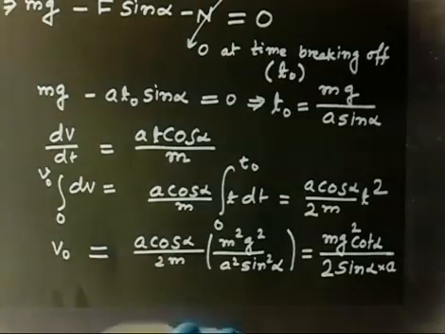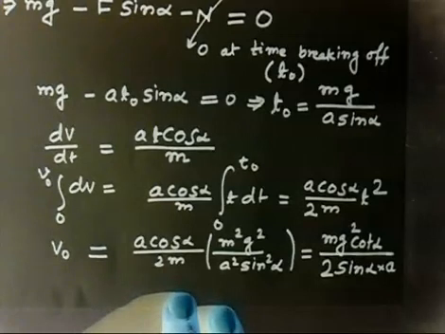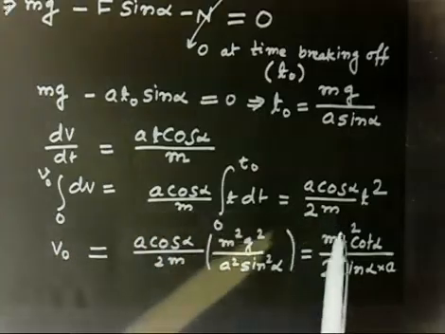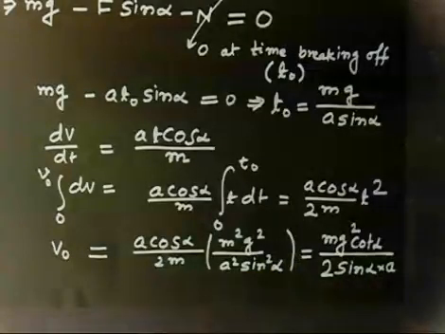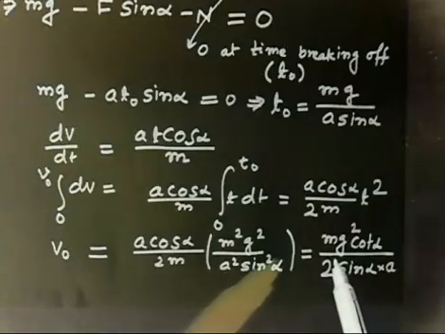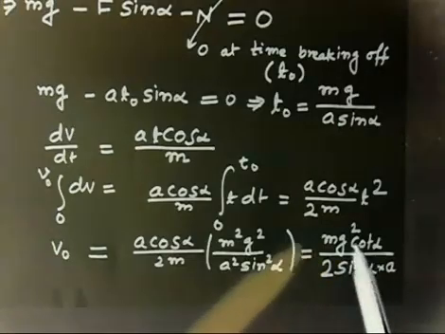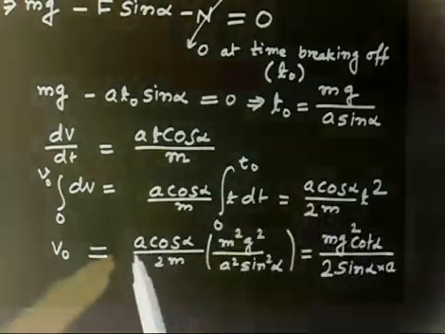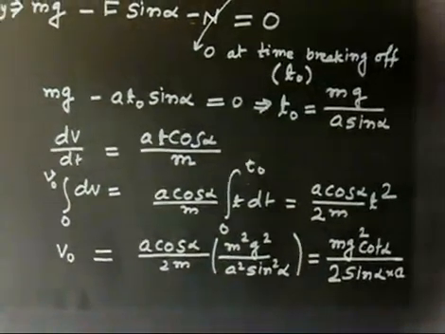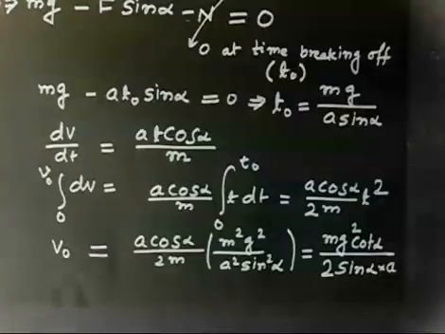So t naught, what is the t naught? T naught is mg by a sin alpha, and omega is this cos alpha. So t square by 2. So everything is right, I think. So v naught should be mg square cos, oh it's right, they are also giving the same answer, mg square cos alpha divided by 2a sin square alpha. So we are getting the same answer. Are you getting or not? So let us copy and then we'll go for the next part. Okay, if you have copied, then I can go for the next part.